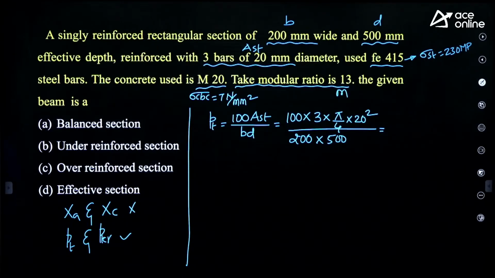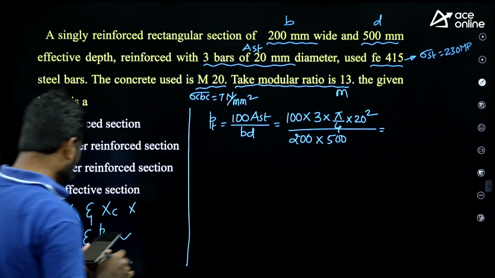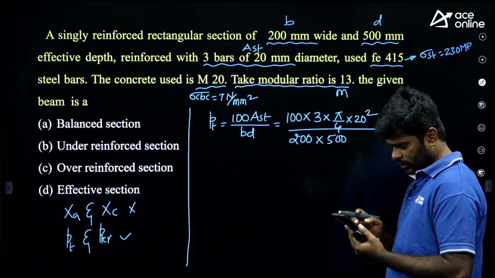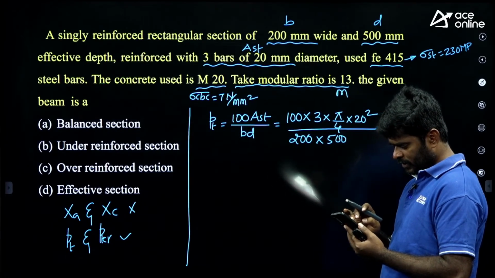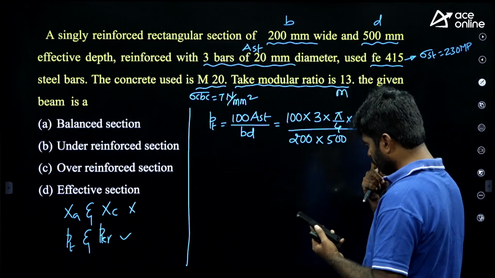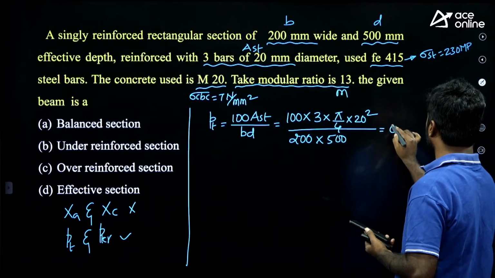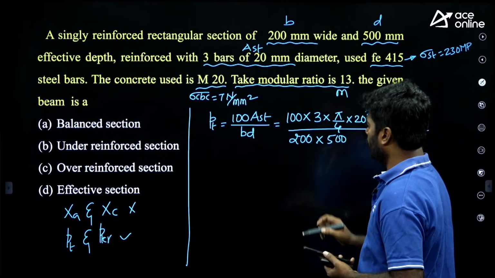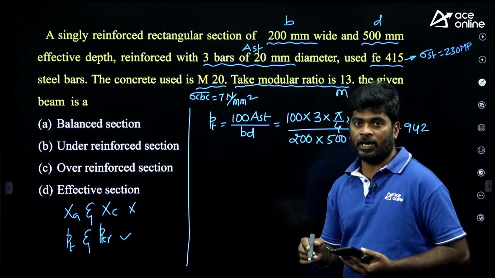0.94. Akhil, very good. Akhil Das, 0.942. Very good, Mr. Akhil. What about the remaining students? Please respond quickly. Okay, then I want pt critical.